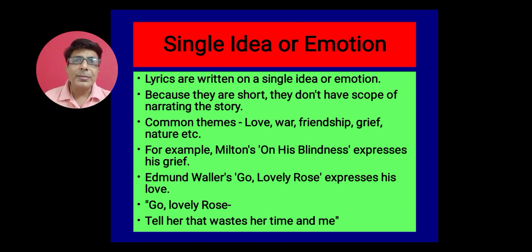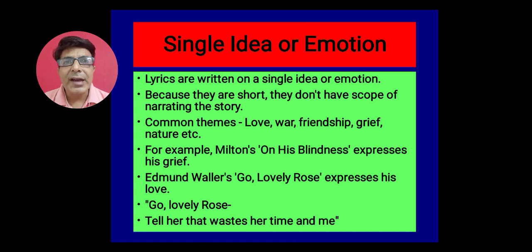It is very short, and that's why there is a scope of one single idea in the lyric. The common themes of lyric in English literature are like love. The poets write lyrics on the topic of love, sometimes on war, sometimes on the theme of friendship, sometimes on the theme of grief, disappointment, loneliness, sometimes on the topic of nature, sometimes on the topic of beauty. These are some common themes which are taken up by the lyric poets in English literature.